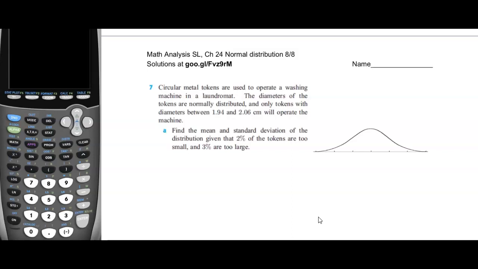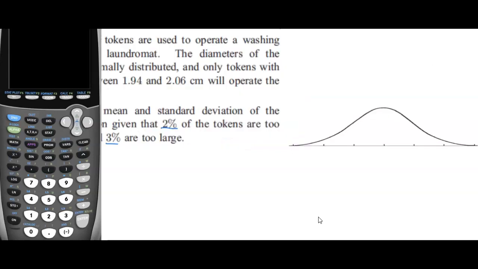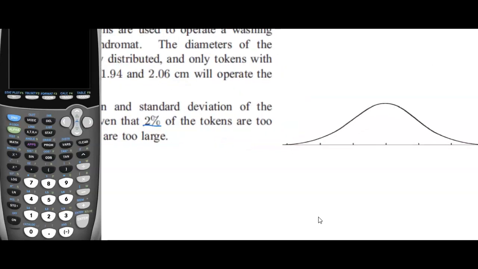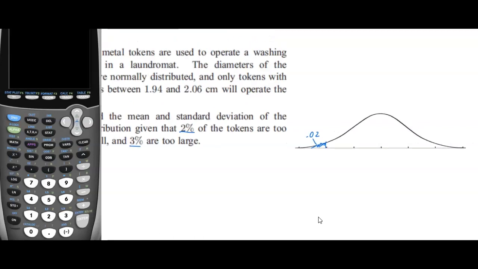Circular metal tokens are used to operate a washing machine in a laundromat. The diameters of the tokens are normally distributed, and the only tokens with diameters between 1.94 and 2.06 will operate the machine. Find the mean and standard deviation of the distribution given that 2% of the tokens are too small and 3% are too large. Let's draw a little picture of that. 2% are too small and 3% are too large.